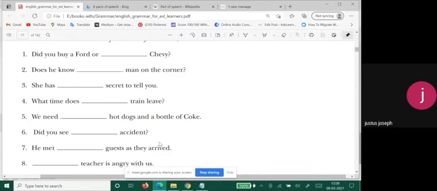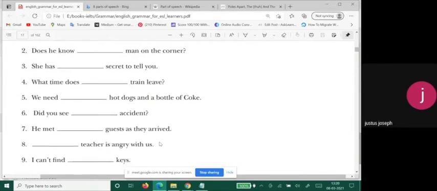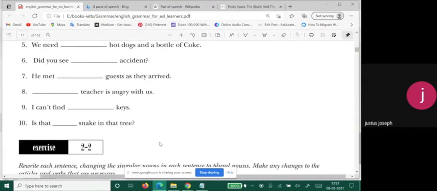He met the guests as they arrived. The guests are arriving, and we have some relationship with them. We are familiar with them. So that is why we will use "he met the guests as they arrived." "Teacher is angry with us" or "The teacher is angry with us."